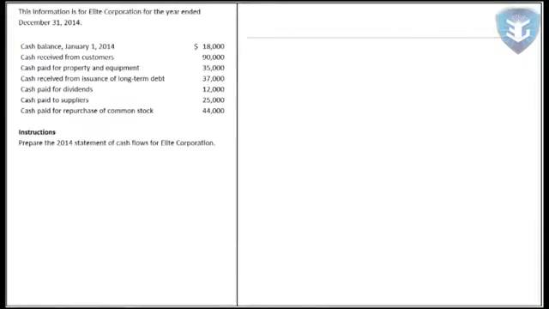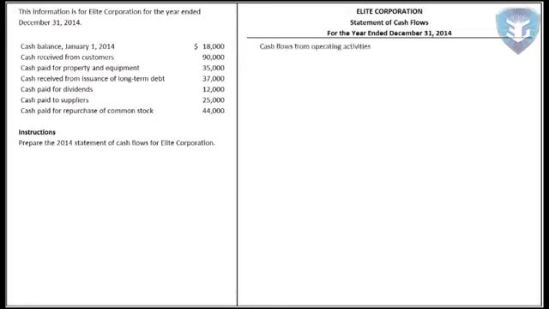The information about Elite Corporation for the year ended December 31st, 2014 has been provided. We are required to prepare the 2014 Statement of Cash Flows for Elite Corporation. To calculate cash flows from operating activities, we will deduct cash paid to suppliers for goods and services from cash received from customers. Cash received from customers is $90,000, and a total of $25,000 was paid to suppliers. By deducting $25,000 from $90,000, net cash provided by operating activities is $65,000.